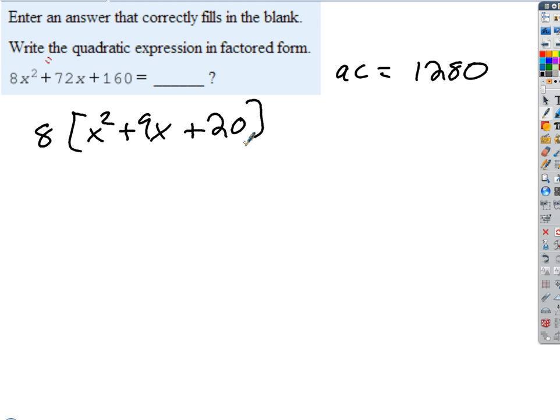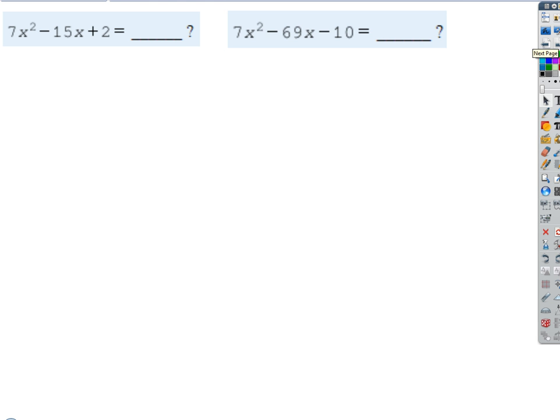A is 1. Can you find two magic numbers that multiply to 20 and add to 9? 5 and 4, we're done. That's it. You see the point, how much easier that is? So you always, always, always want to try to factor out a greatest common factor whenever possible. Okay, last issue was these.